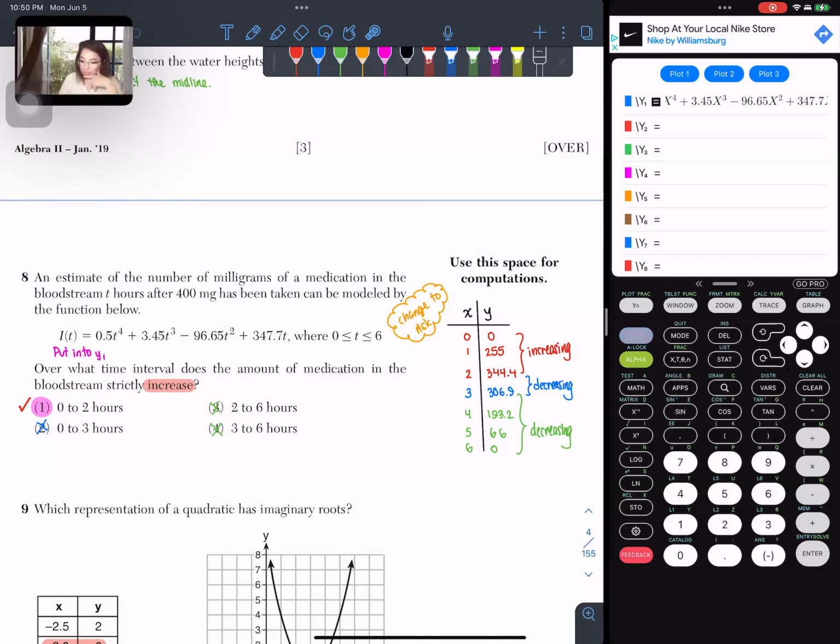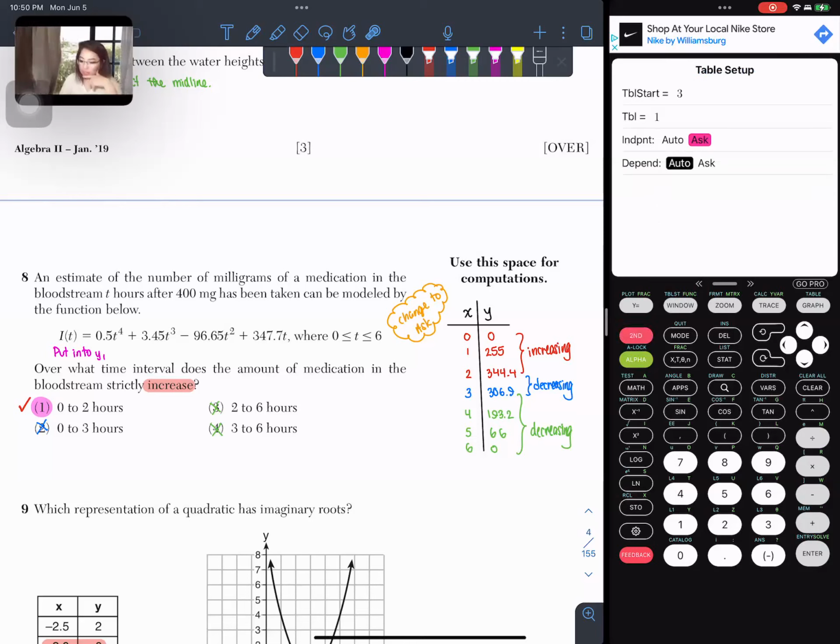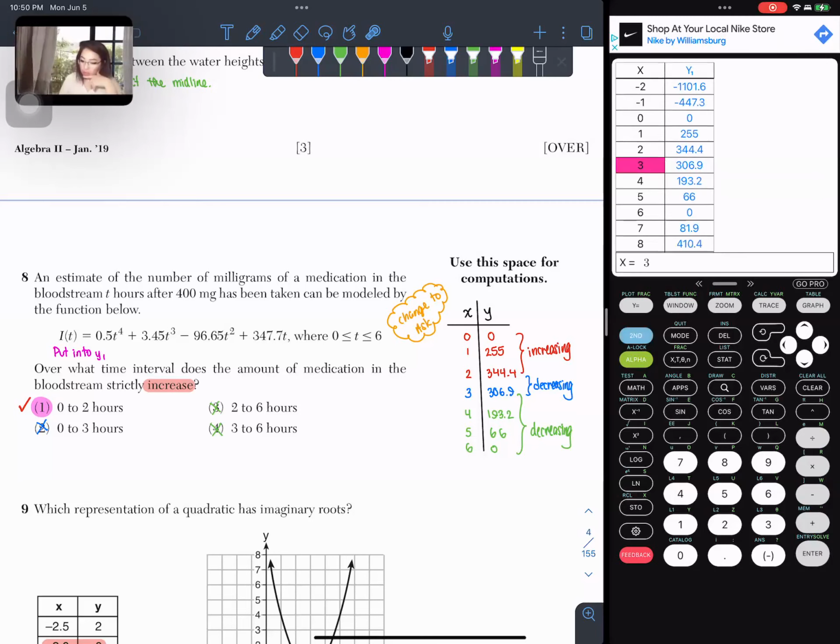What is it asking? Oh, I would change this to ask. I don't think you need to, because technically I'm going to change it to auto. Yeah, you don't need to, because it's just asking for these numbers. So you can clearly see from 0 to 2 it increases, but then from 2 to 3 it decreases. So 2 and 3 are out, and then 3 to 4 it also decreases, so that's also out too.